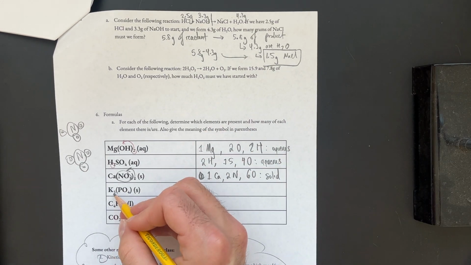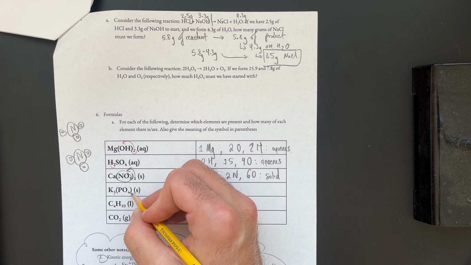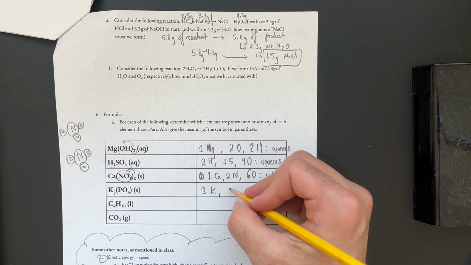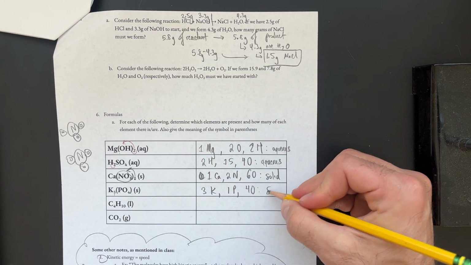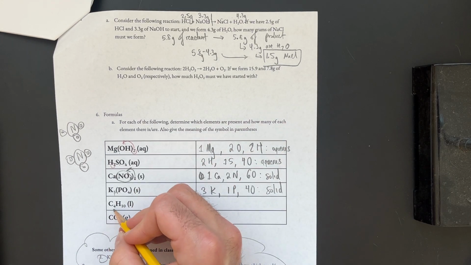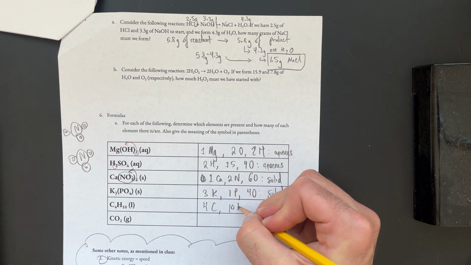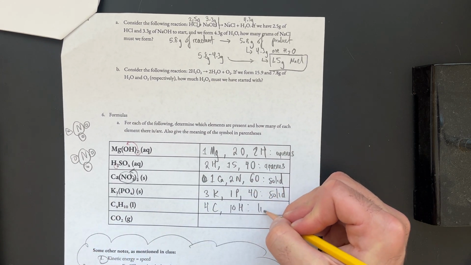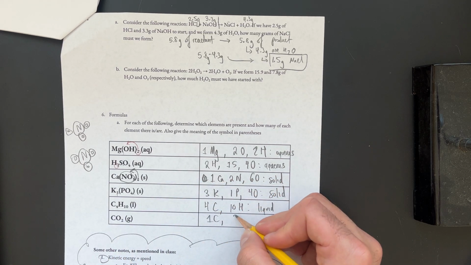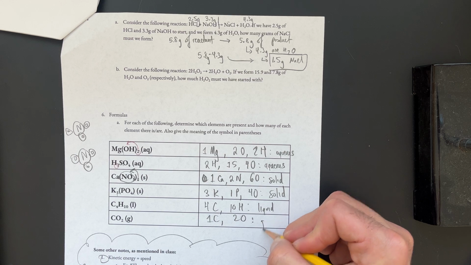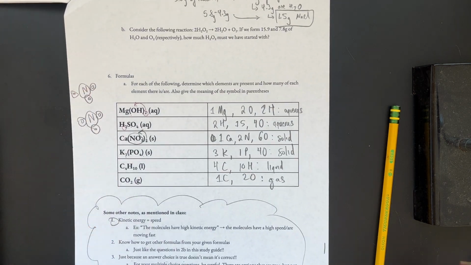Nice. Now here we have 3 Ks. There's nothing around this parentheses, so we just have 1 P, and we have 4 O's. Nice. And again, this is solid. Here we have 4 Cs, 10 H's. The L means liquid. And then lastly here we have 1 C, 2 O, and the G means gas. And so there you go.